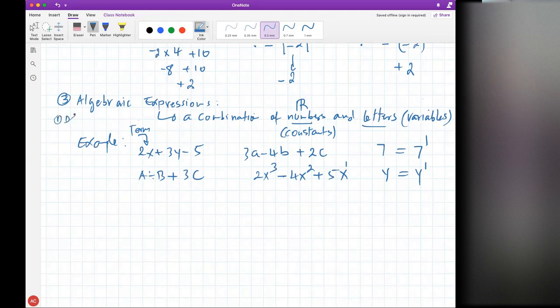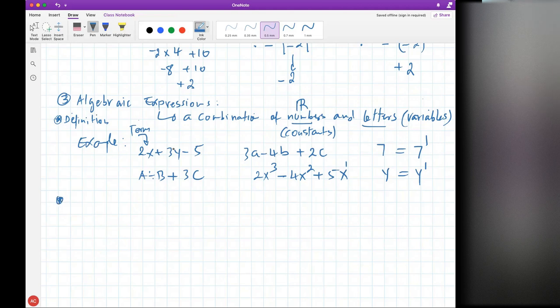Okay, so that's a lot of definition of algebraic expressions. Again, just remember numbers and letters. And we'll talk about this more in the future. So that's a definition.